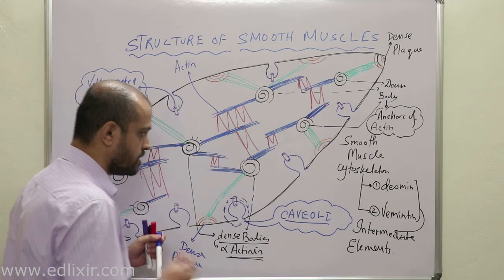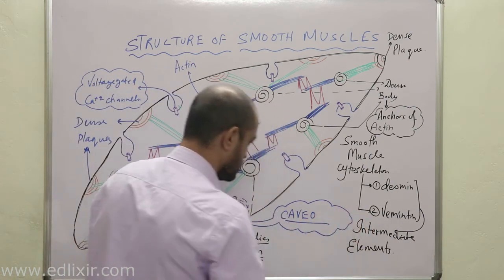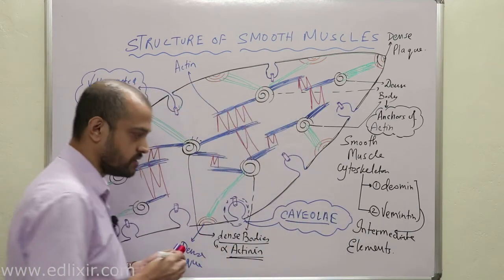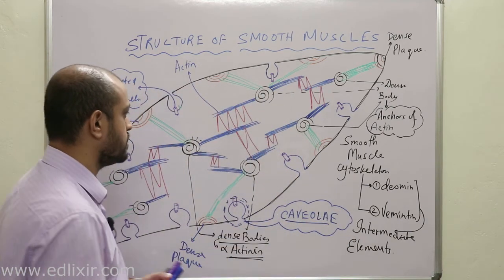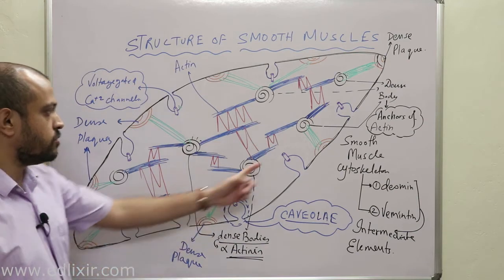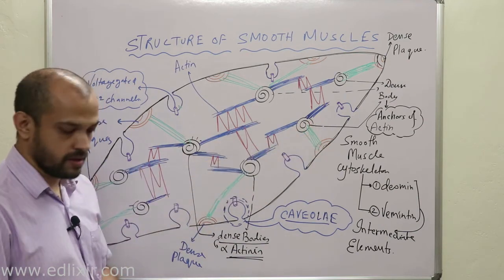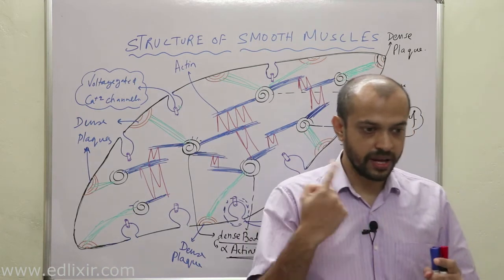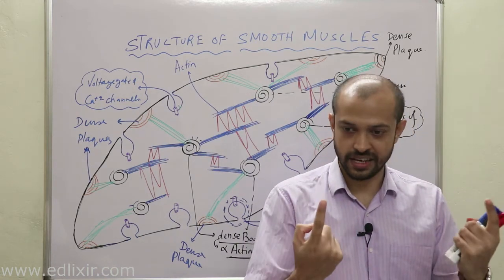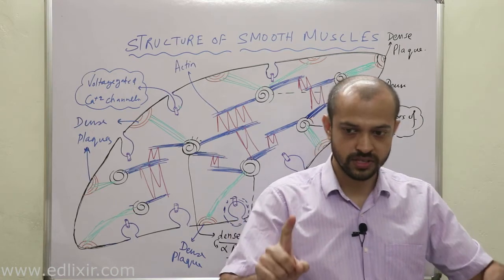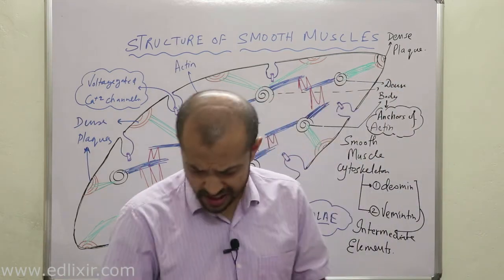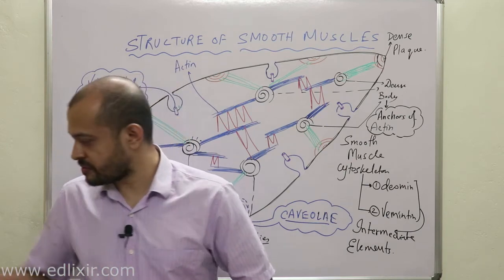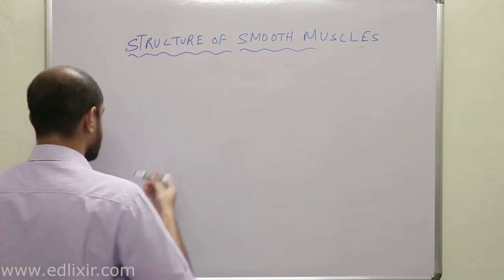A very important point is this. Actually I have made one mistake: it will be called caveolae, okay. Sorry for my mistake. It is called caveolae. So these are your voltage-gated calcium channels, okay. Now I will rub this board and try to place two muscles at a time, skeletal muscle and smooth muscle, and try to understand the structural electron microscope configuration.